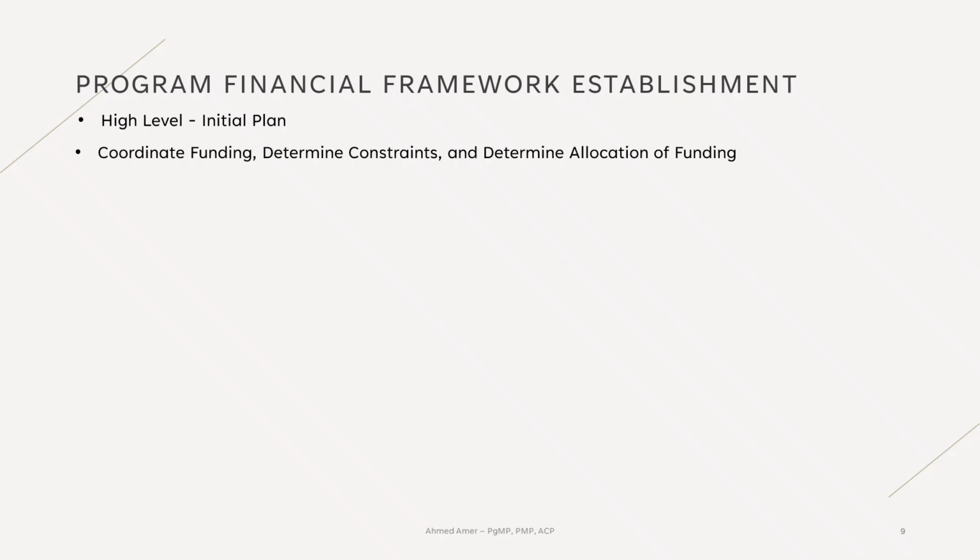It sets out the available funding, the key constraints we need to work within, and how that funding will be allocated across the program's components. In simple terms, it shows how money will move through the program so we can realize the intended benefits and support a later transition into operations.